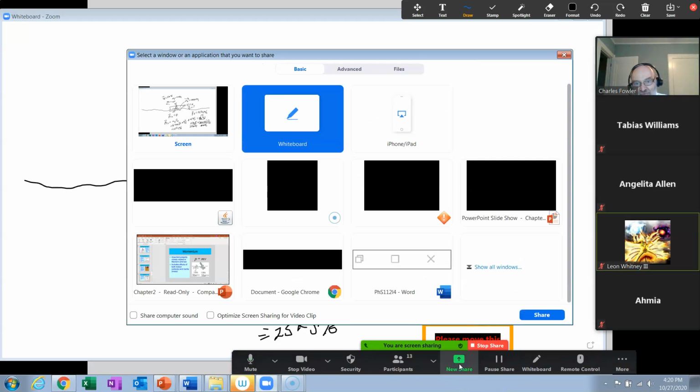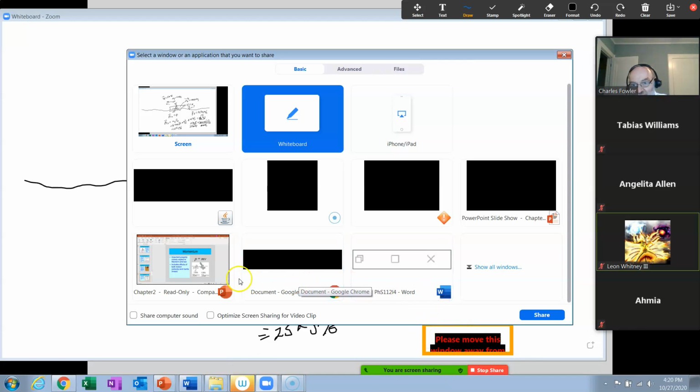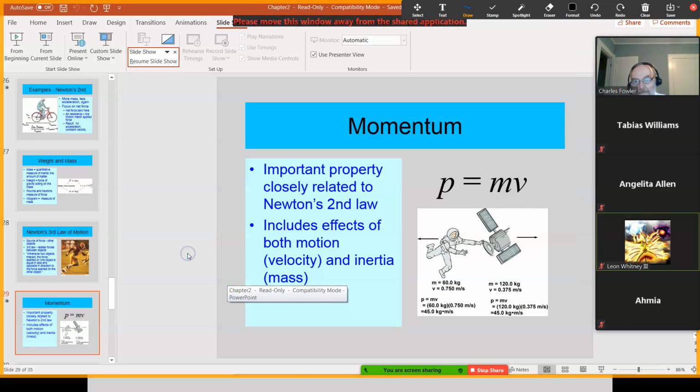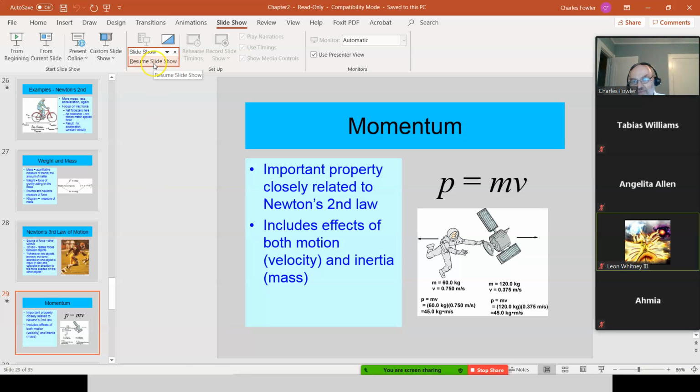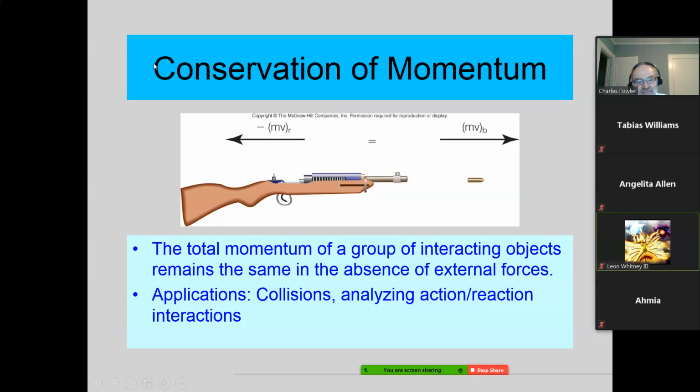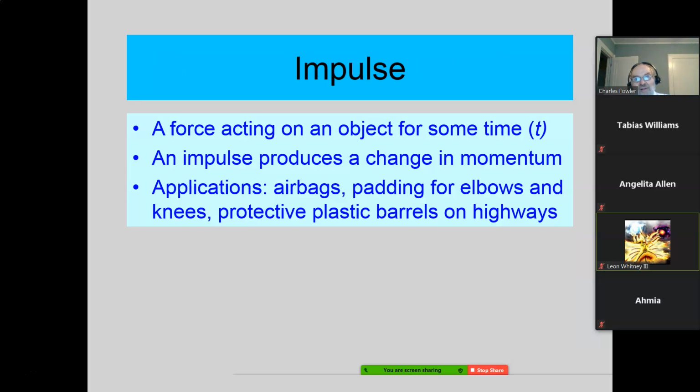Okay, let's go back to the Chapter 2 PowerPoints. We'll return to the original slide. That was our conservation of momentum. Both of those examples were. Let's move on to impulse.